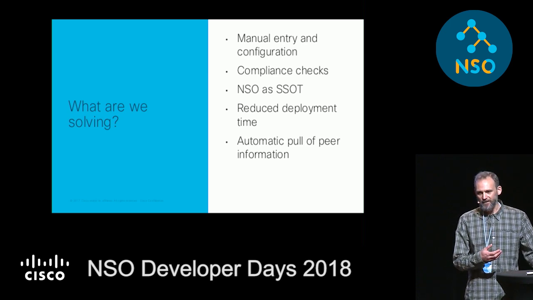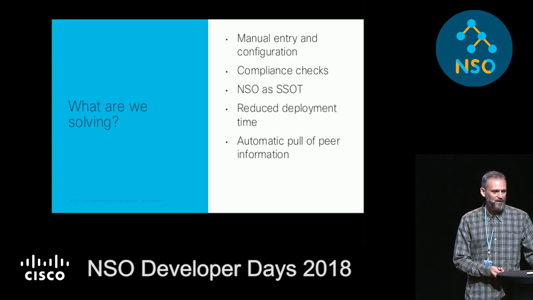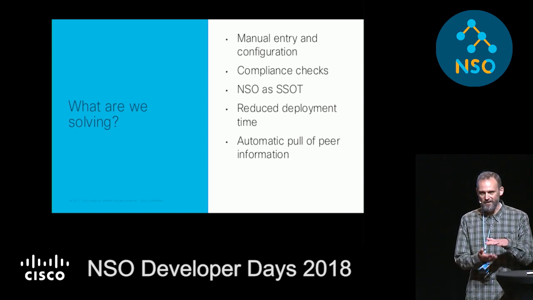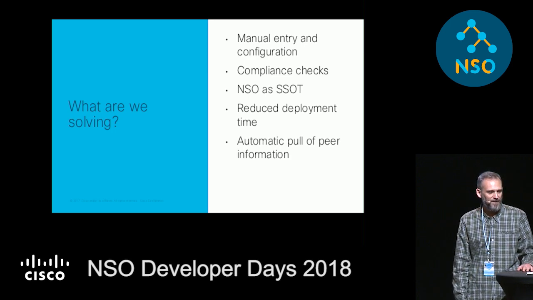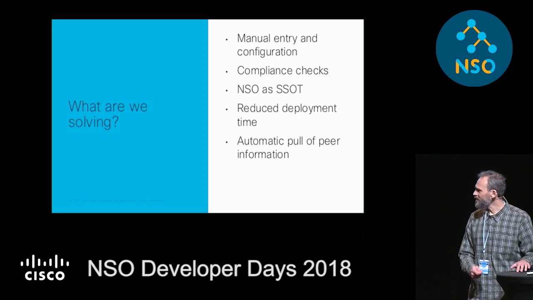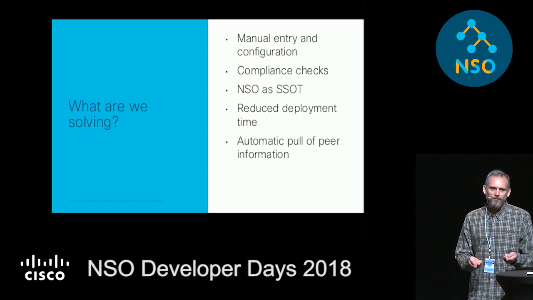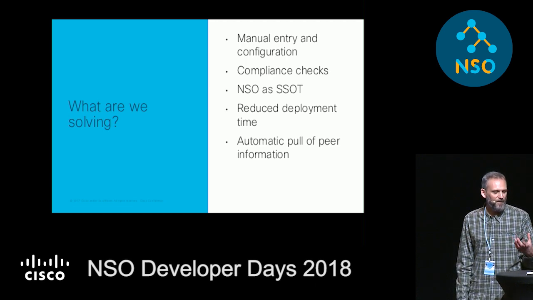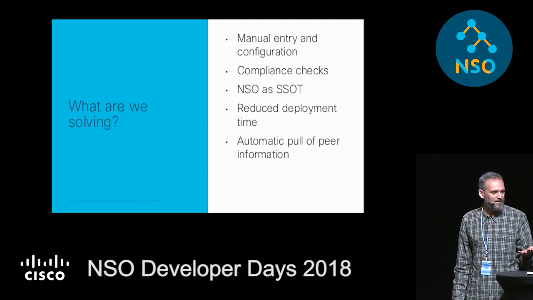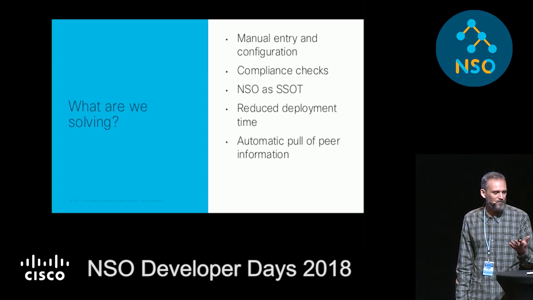So rather than looking at a spreadsheet or the router config itself as the list of the clients that we're peering with, we want to use NSO as the source of truth for the clients that we're connecting to. We want to reduce the time that we deploy these peers. And then lastly, we want to try and automate as much as possible the way that we pull in those devices and the entries that we have to add into the peering. We want to try and reduce the amount of variables that we manually have to enter.